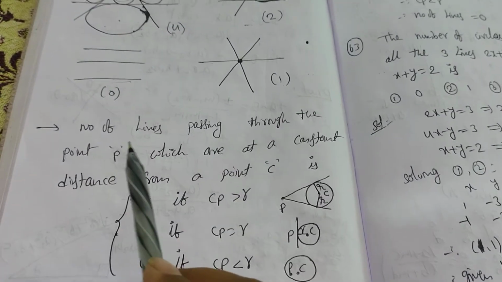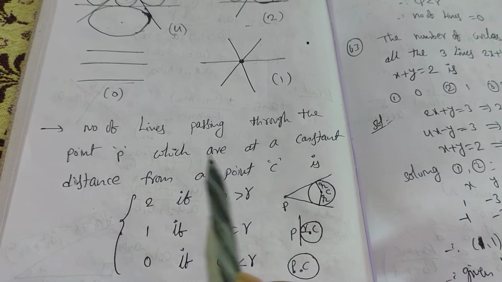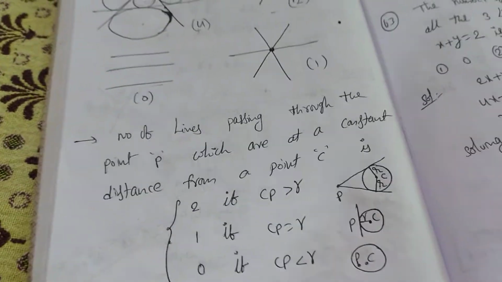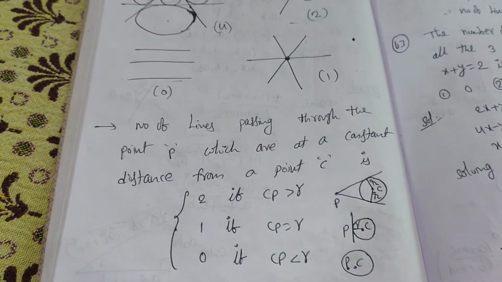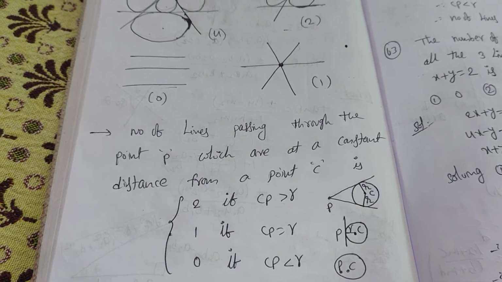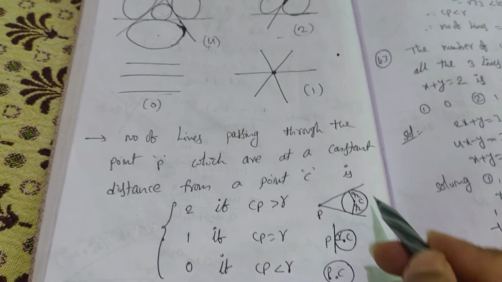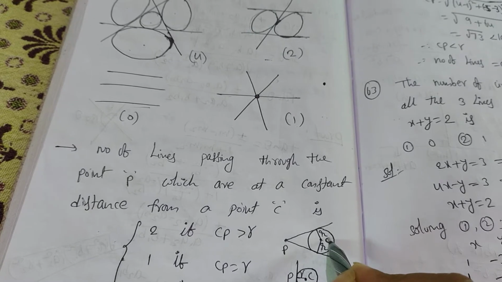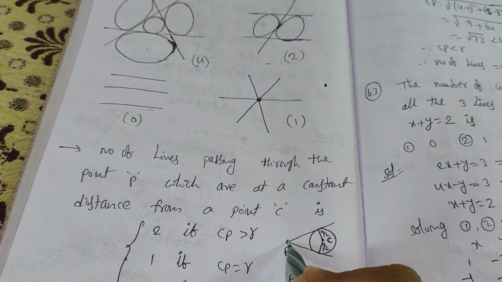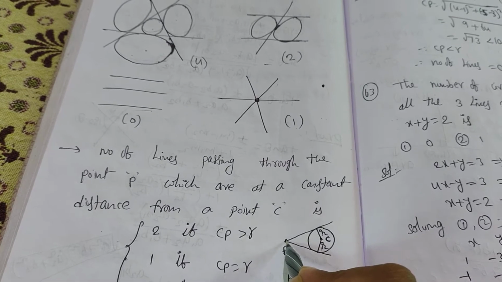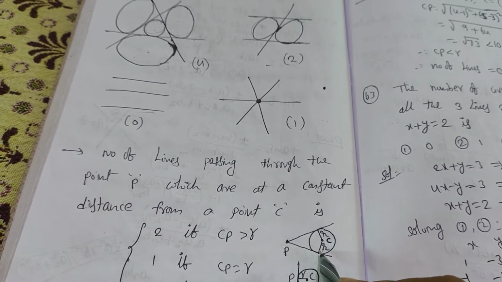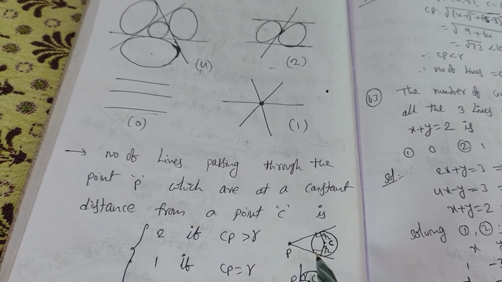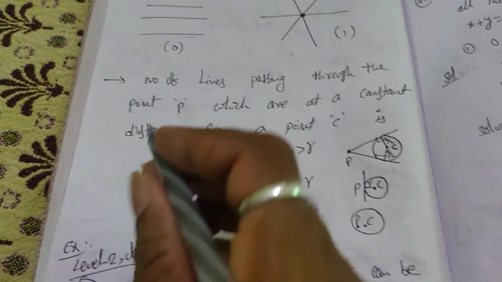Next one is the number of lines passing through the point P which are at a constant distance from a point C. See, suppose, I have already drawn this one. Suppose this is the point C and this is the point P. From this point P, how many lines can we draw such that they are equidistant from the point C? Equidistance means perpendicular distance. So I will draw it here.